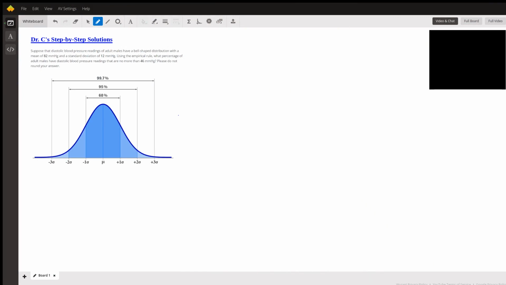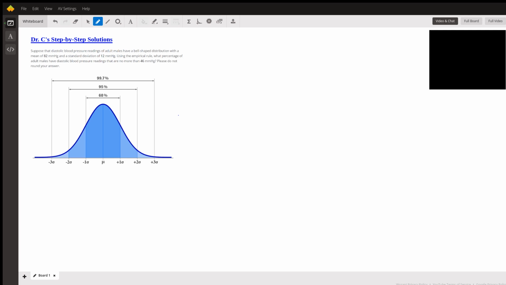Today we will be going over how to solve a word problem that does use the empirical rule. Suppose that a diastolic blood pressure reading of adult males has a bell-shaped distribution with a mean of 82 and a standard deviation of 12. Using the empirical rule, what percentage of adult males have a diastolic blood pressure reading that is no more than 46? Please do not round your answer.